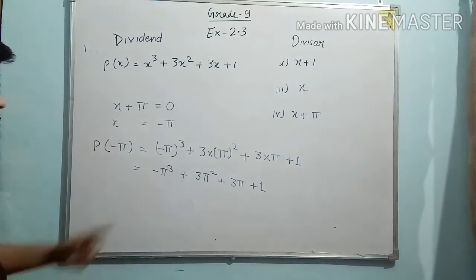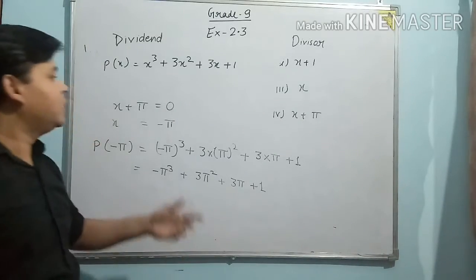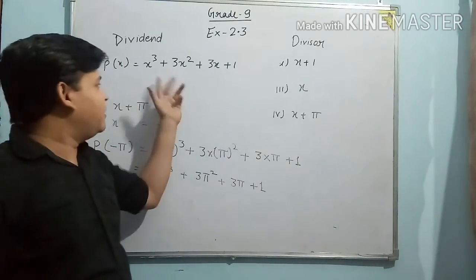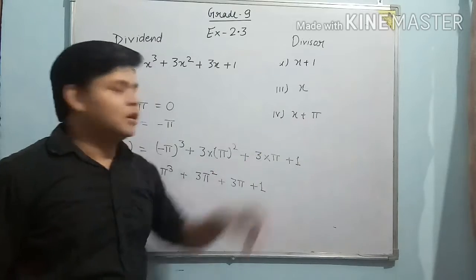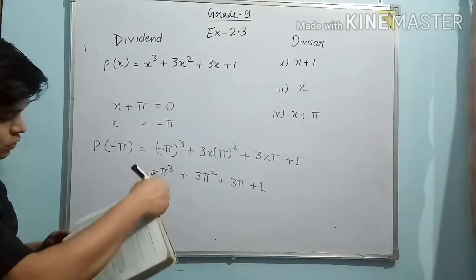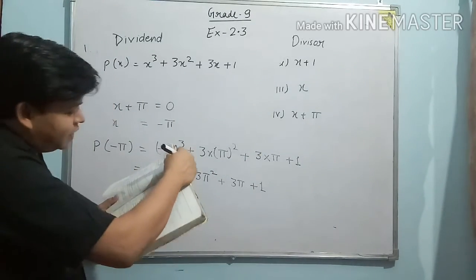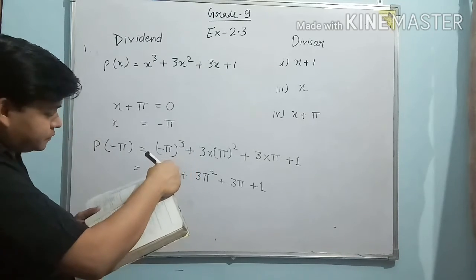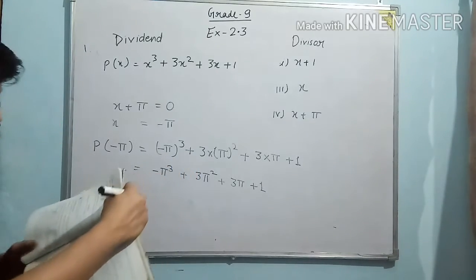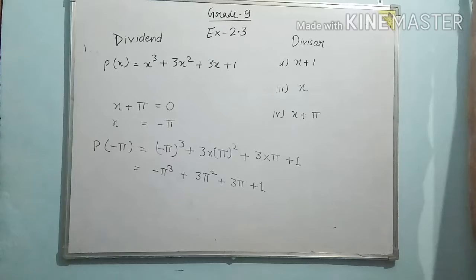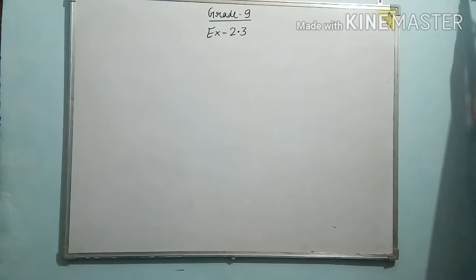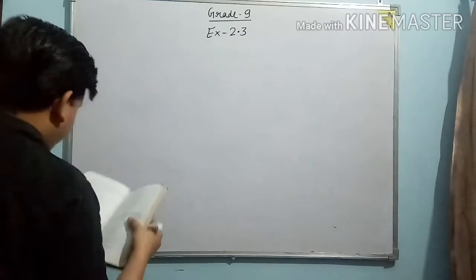So we cannot solve this further. So this is the remainder for the given polynomial when you divide this polynomial by x plus pi. So similarly, you can solve its fifth part. This is also the same. Let's move to the next question. Question number 2.